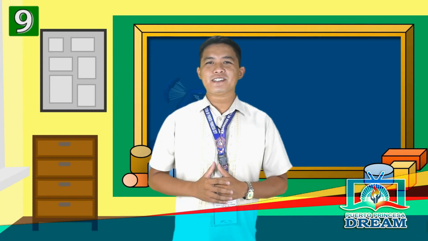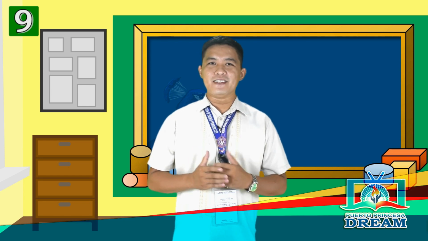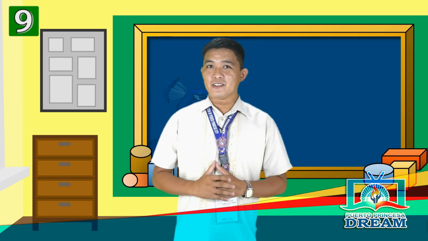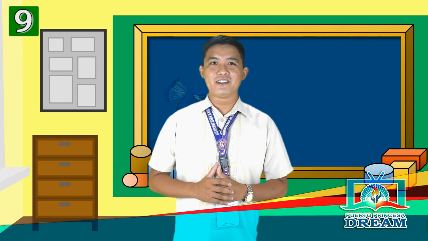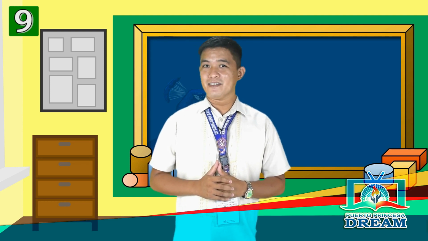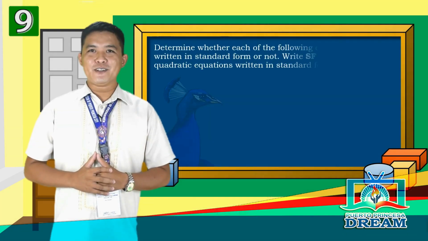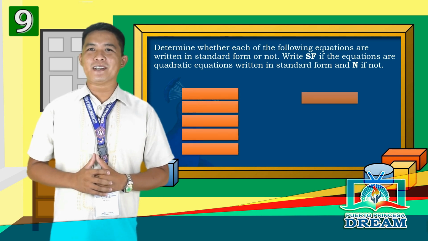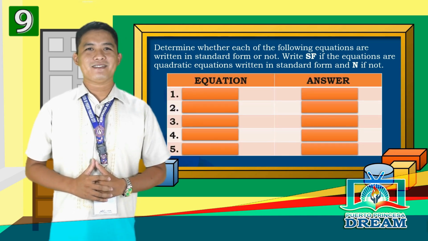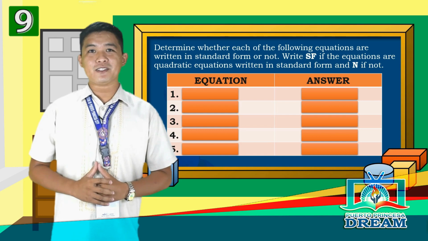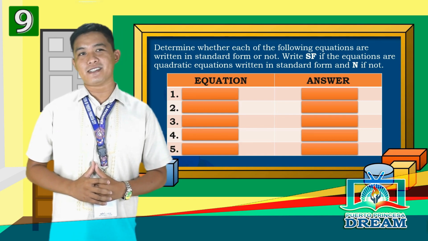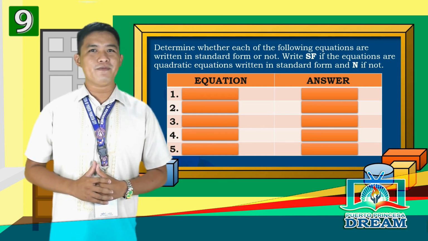To fully engage ourselves in this lesson, let us answer this activity. Get your answer sheet and pen and jot down your answers. Are you ready? Let's begin. Determine whether each of the following equations are written in standard form or not. Write SF if the equations are quadratic equations written in standard form, and N if not.